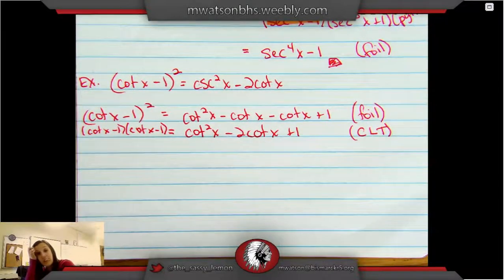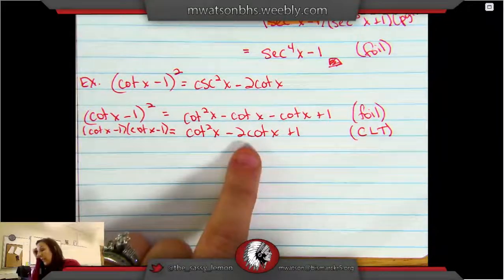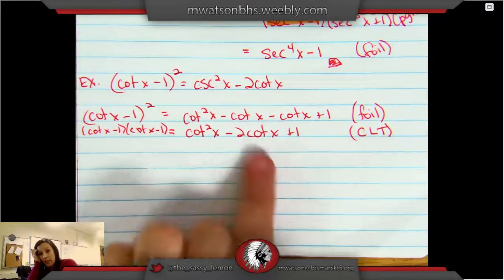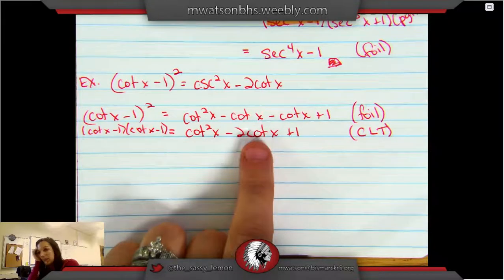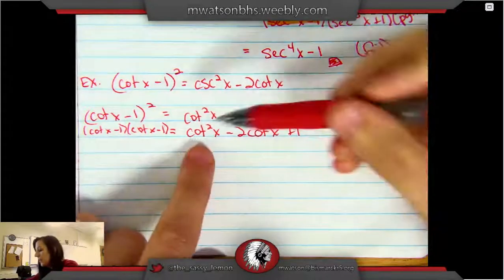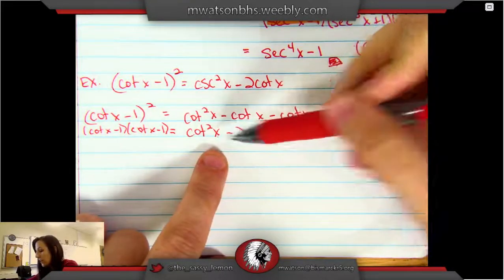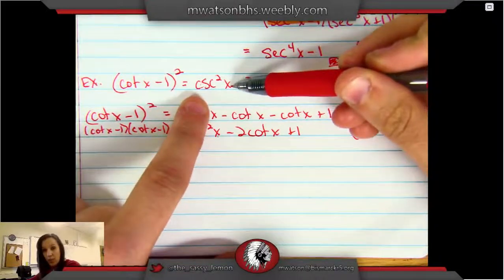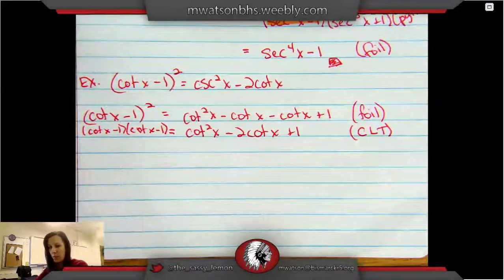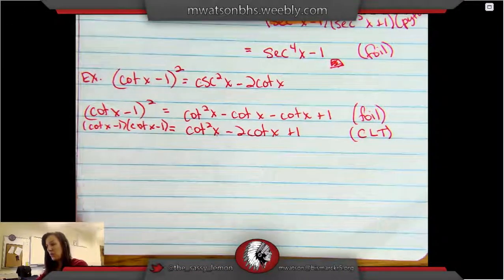Now let's take a look at what we've got. So it looks like we already have part of the answer here. So I'm going to leave that guy alone. I need to somehow change my cotangent squared x plus 1 into cosecant squared x. If we look back at our Pythagorean identities, that might be one of them. So I'm going to do that.